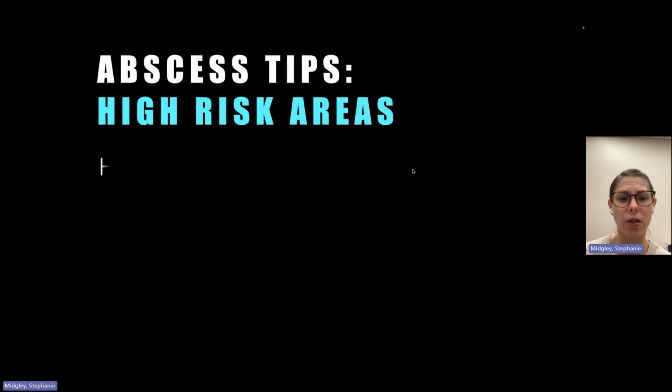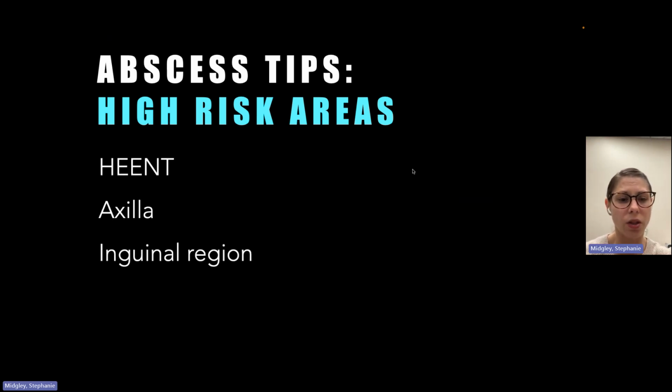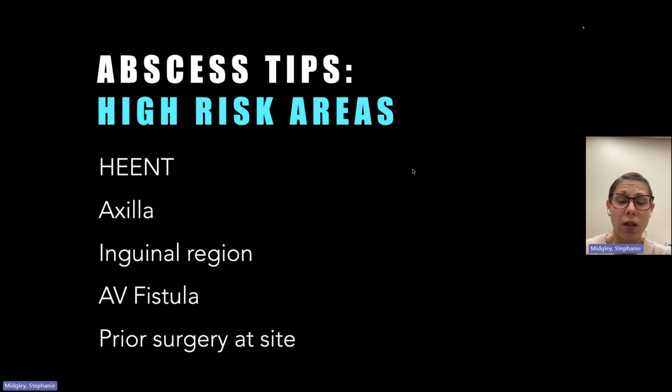And then high risk areas you want to look at are anything in the head and neck, anything in the axilla, because you're going to get your armpit lymph nodes. Inguinal region, right? You can get vascular stuff. AV fistulas, although I don't think anyone's dumb enough to try to I&D an AV fistula. And then prior surgeries, so you may be looking at seromas or hematomas, which brings us to hematoma.